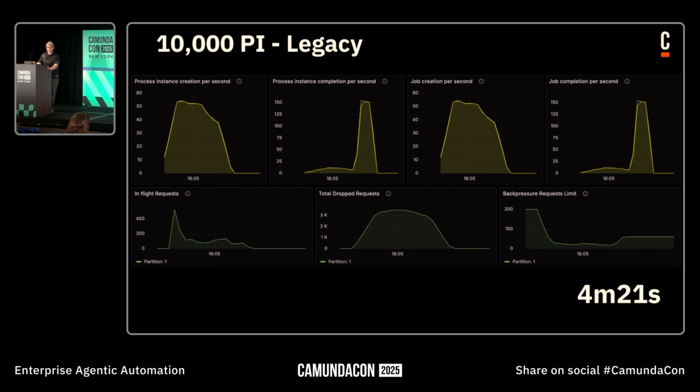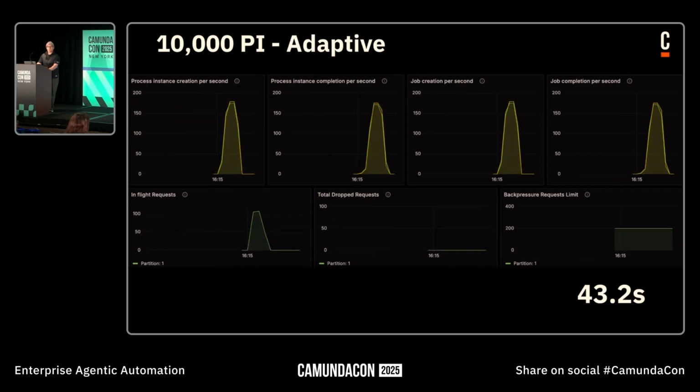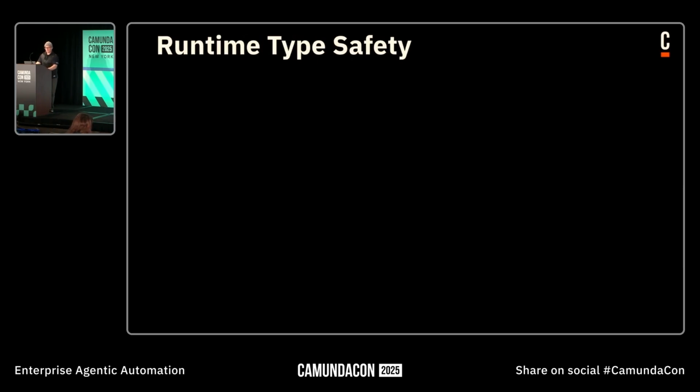I just turn on the adaptive backpressure, and it takes 43.2 seconds. And you can see it's just this big spike of throughput. So that's how you can do adaptive backpressure management in the client. What's next? Runtime type safety.